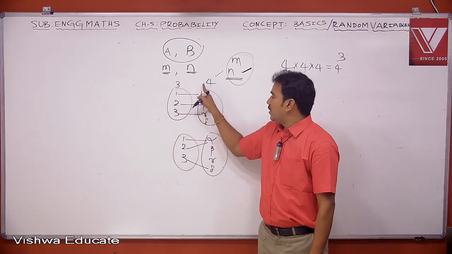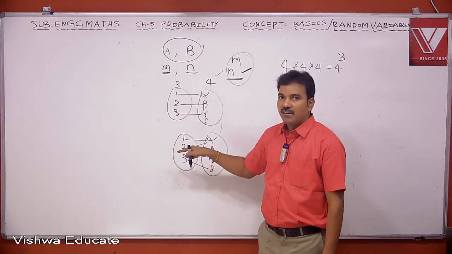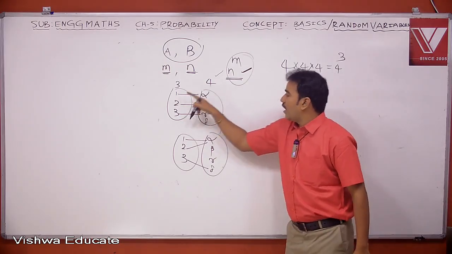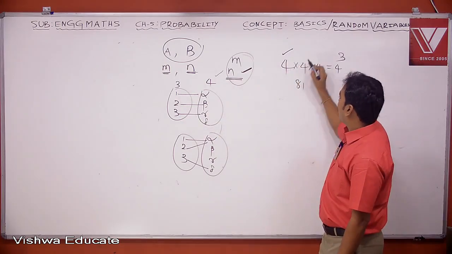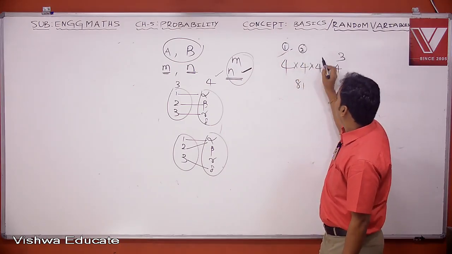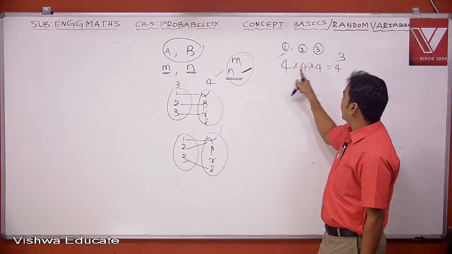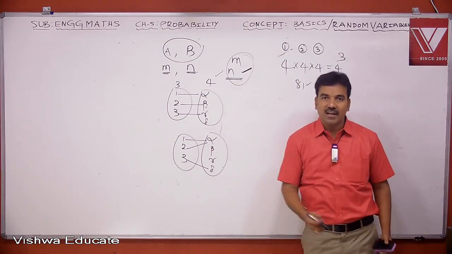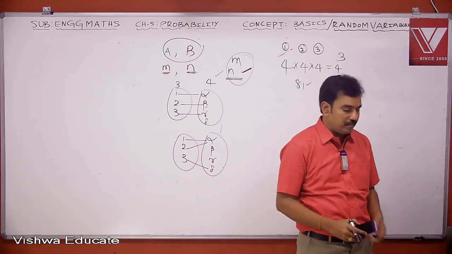So for 3 to 4, totally we will get 4 cube, that is 64. 1 will have 4 choices, 2 will have 4 choices, and 3 will have 4 choices. 4 into 4 into 4, 4 cube. Write this point. Write these examples, you will get clarification on why it is n power m.